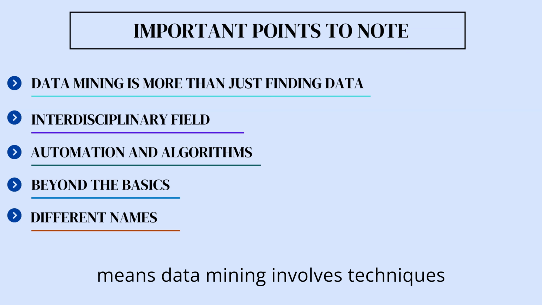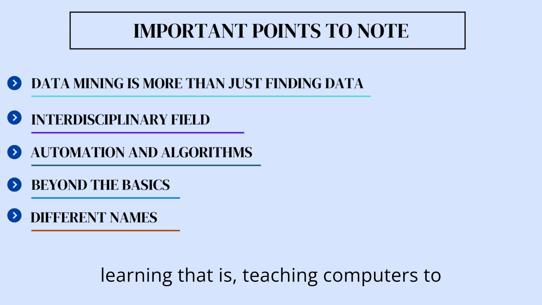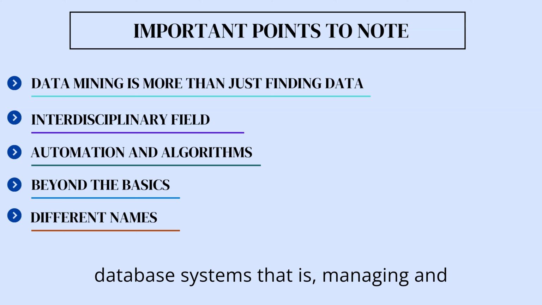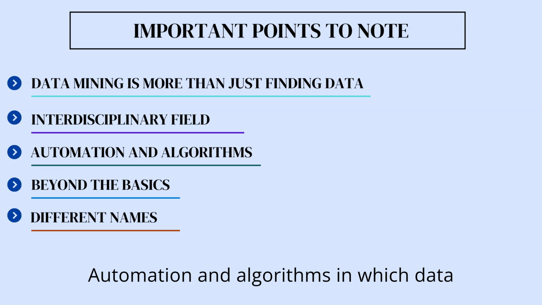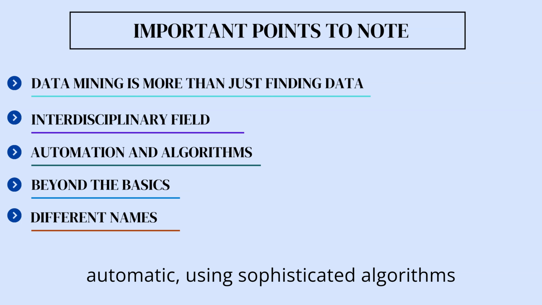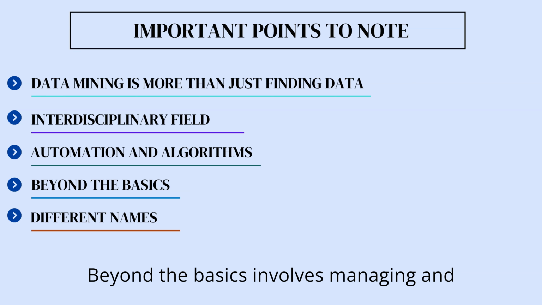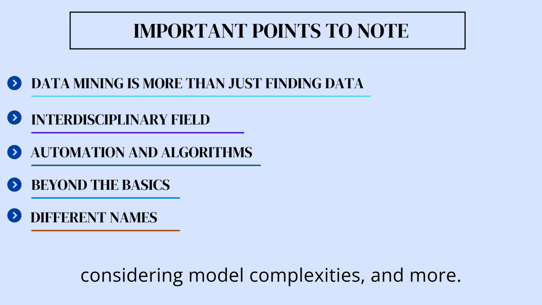Interdisciplinary field means data mining involves techniques from different fields like machine learning, that is, teaching computers to learn from data, statistics, that is, analyzing data to find trends, and database systems, that is, managing and retrieving data efficiently. Automation and algorithms: data mining can be semi-automatic or fully automatic, using sophisticated algorithms to analyze large amounts of data. Beyond the basics involves managing and updating databases, pre-processing data, considering model complexities, and more.